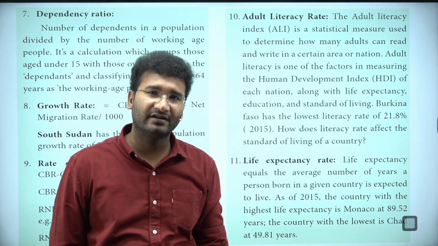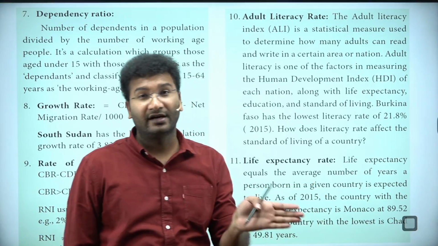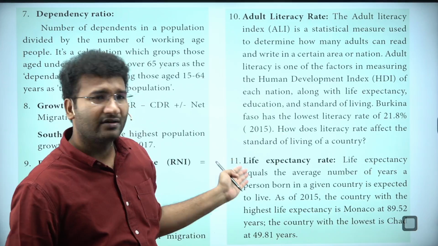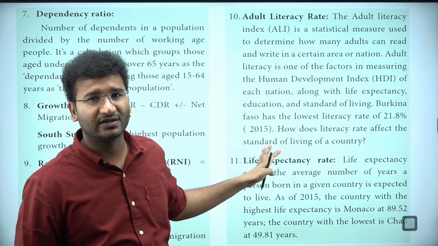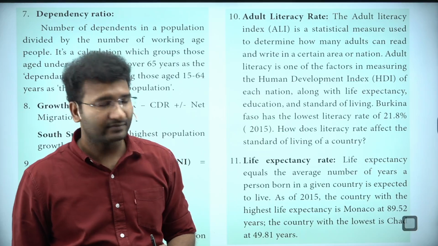In developed countries, it is up to 75. In a developed country, it is more than 70. In India, it is somewhere around 64 or 65 years. This is the life expectancy which you currently have, right?